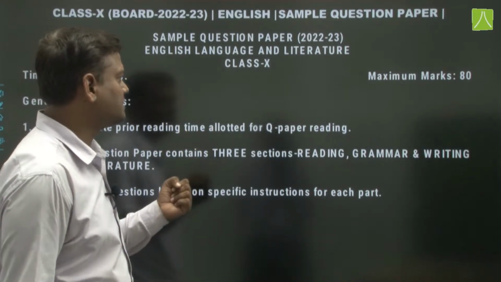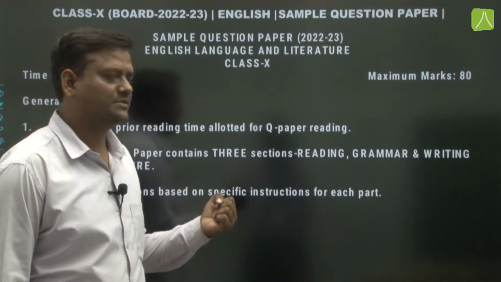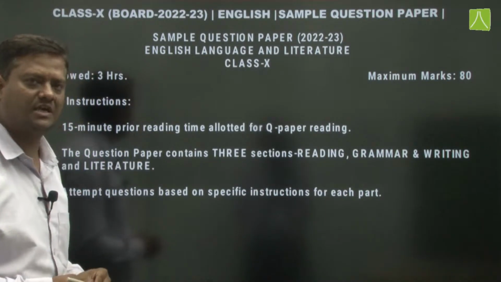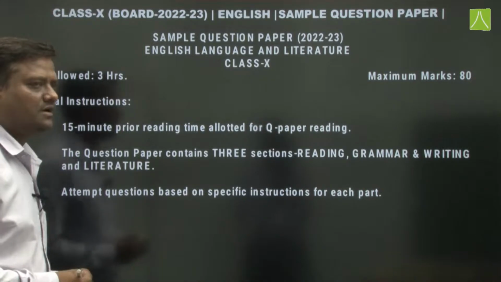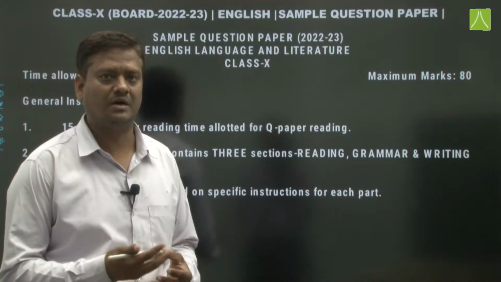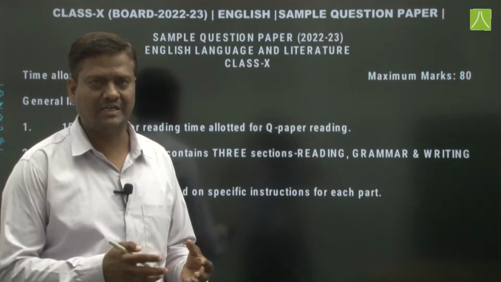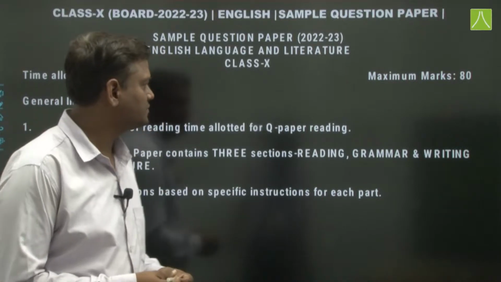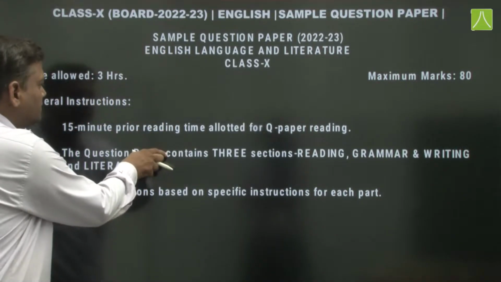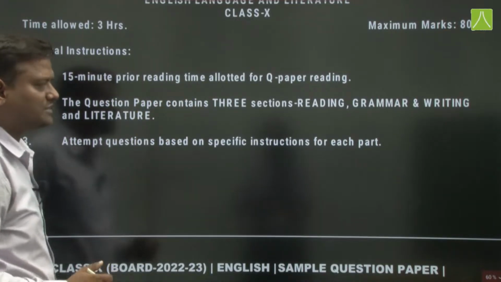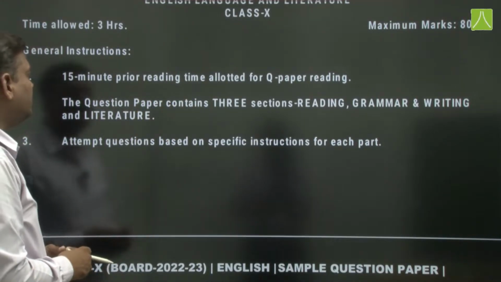The question paper will be of maximum 80 marks. Time allotted to us is 3 hours, and the paper will be given to us 15 minutes prior. It will be a prior reading time, so you can read the paper; 15 minutes extra will be given to you. So this is the general instruction: 15 minutes prior reading time is allotted for question paper reading.